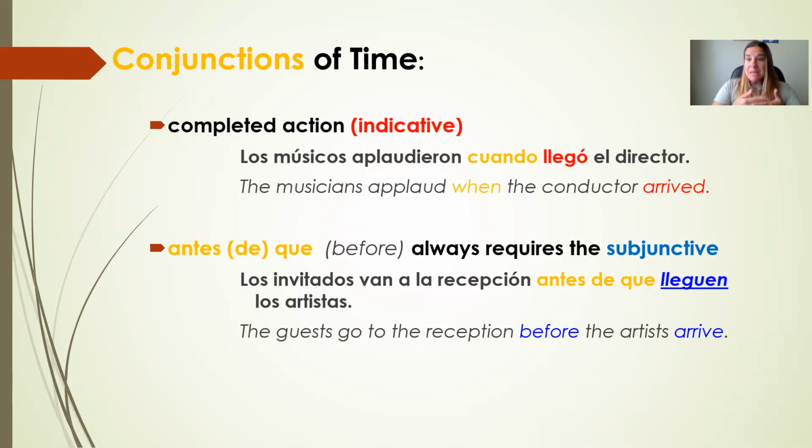Antes de que means before, so it's always going to require the subjunctive. Why? Well, it's never happened yet. It's not a past action if it's antes de que, before. So los invitados van a la recepción antes de que lleguen los artistas. The guests go to the reception before the artists arrive. Hasn't happened yet, so we know that one is always going to be followed by the subjunctive.